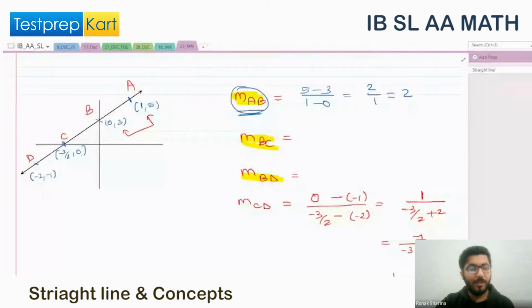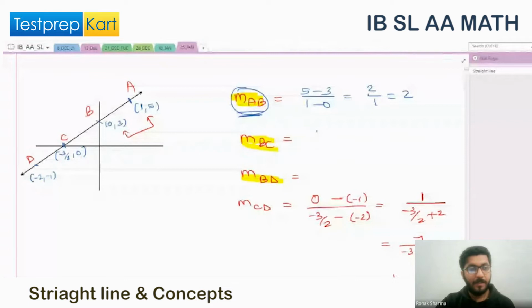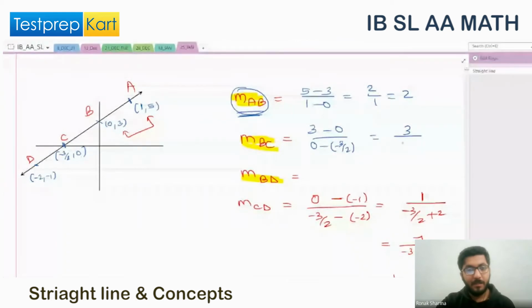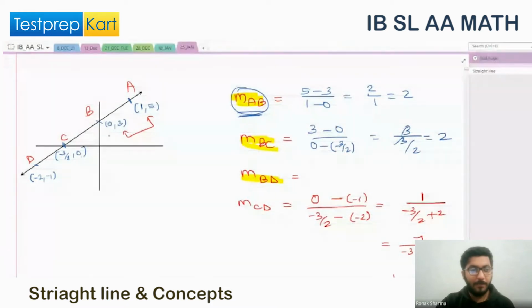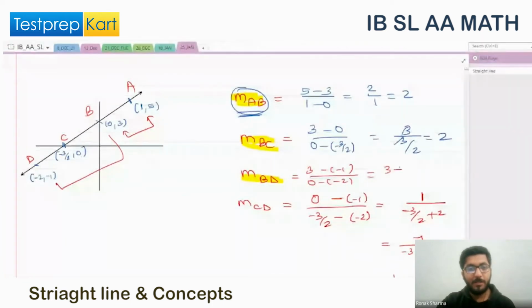Come on, quickly. y2 minus y1 by x2 minus x1. BC will be 3 minus 0, then 0 minus minus 3 by 2. So 3 over minus minus plus 3 by 2. 3 3 cancel and this 2 will go up. So 2 again. What will be m of BD? BD, that means this and this. So 3 minus minus 1 and 0 minus minus 2. So 3 plus 1 over 2, that is 4 by 2. So again 2. Got it?